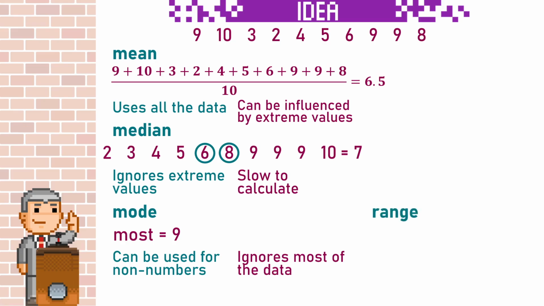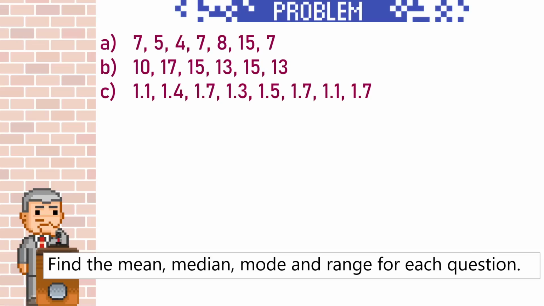Finally, the range is not really an average, but is a number that represents an aspect of the data, so we're going to cover it today. You can find the range by doing biggest take away smallest. The range measures the spread of the data, as in how consistent the data is. Let's go through these questions.